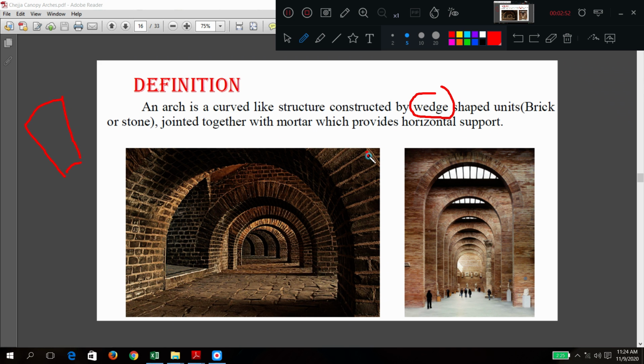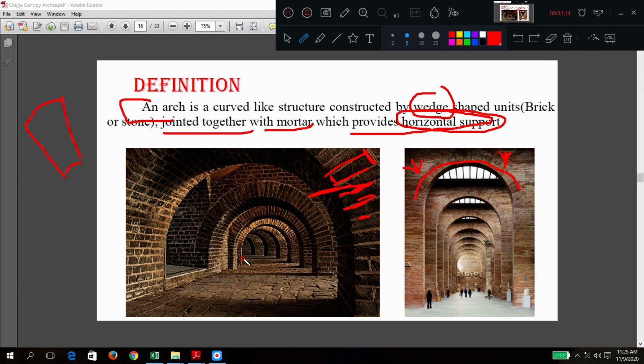Can you see here, this portion is a little larger, and here the width is a little lesser. In this way it is joined, and these multiple wedge shaped units are kept like this, joined by suitable mortar. Joined together with mortar, which provides what? Horizontal support for this wall. This is the definition part.